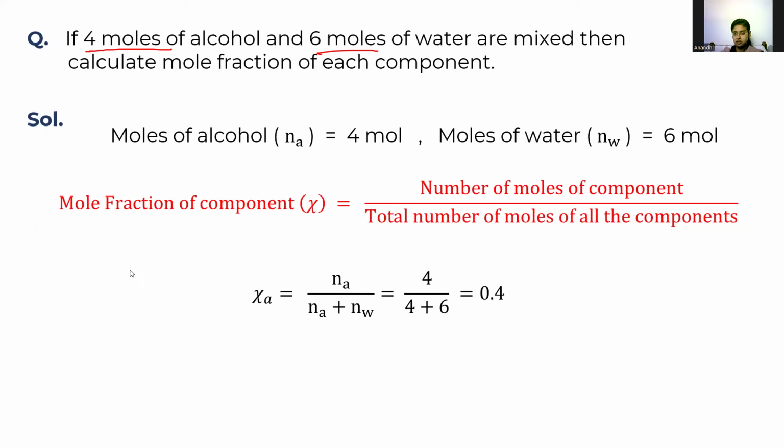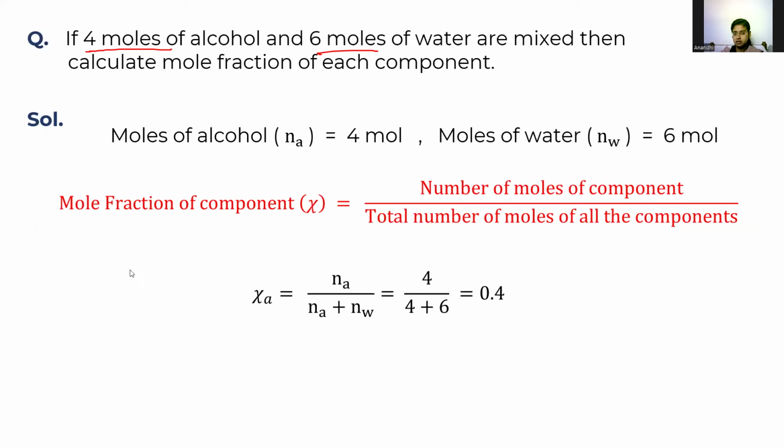Okay. XA is 0.4. Now we have to find out XB. So what you need to do? XB is equal to 1 minus 0.4. That will give you 0.6. Getting? Yeah, sum of the mole fractions should be equal to 1. 0.6 plus 0.4 will be equal to 1.